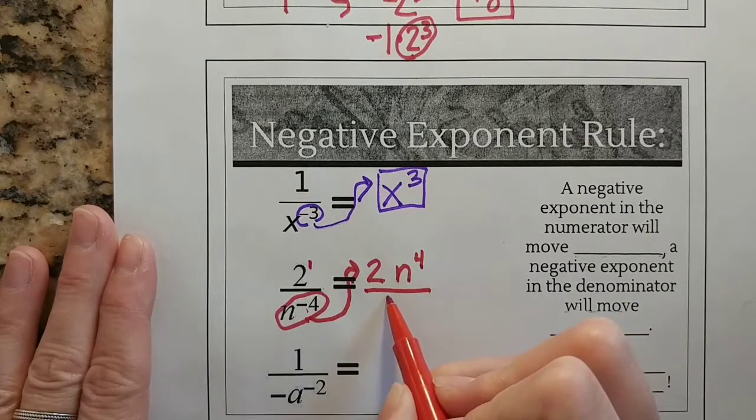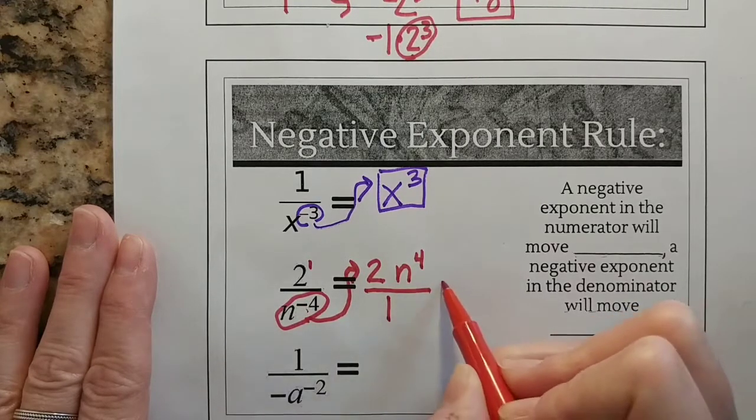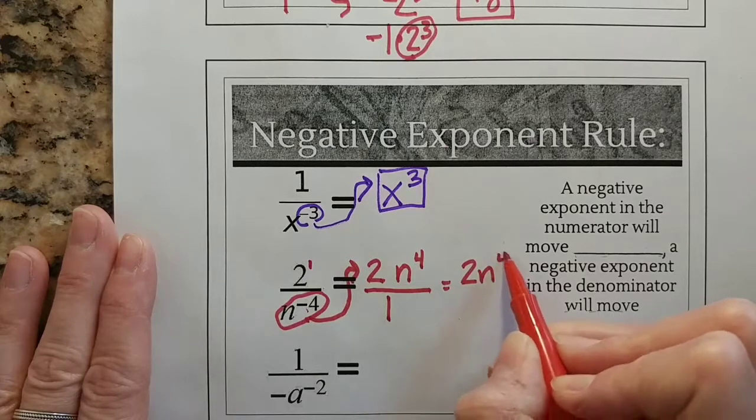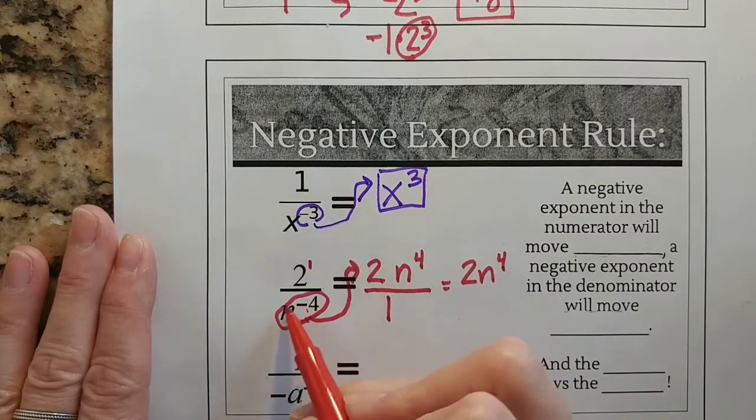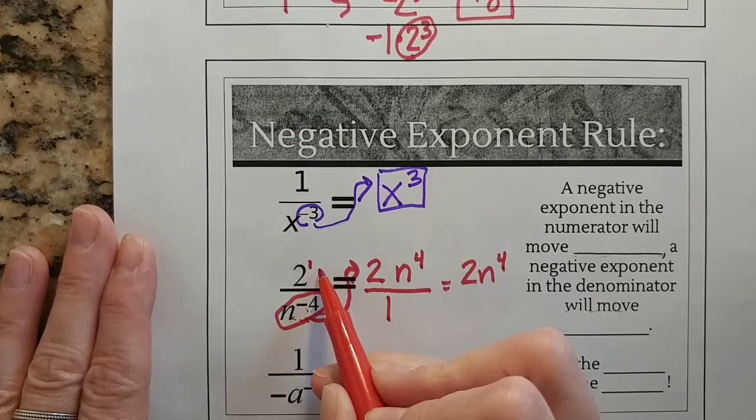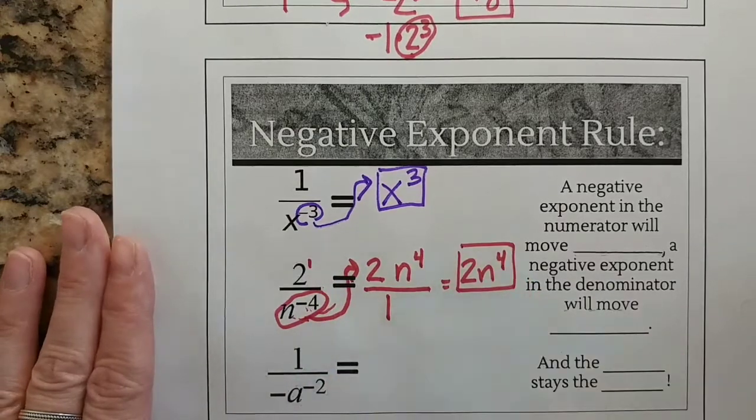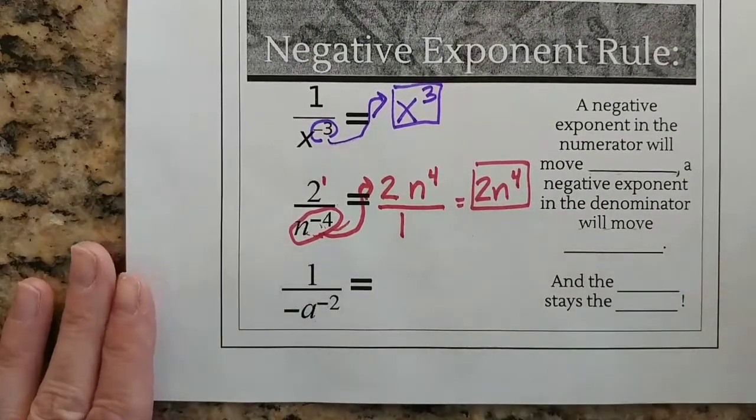Now, of course, down here in the denominator, there would just be a 1. So I really only need to have 2 n to the fourth power. So do you see how the negative exponent moved upstairs along with the 2? And there's my simplified answer. Last one here.